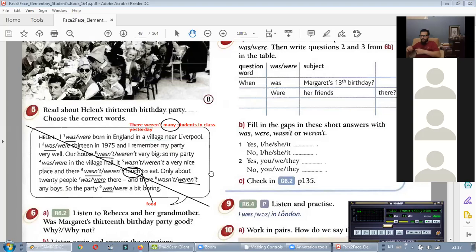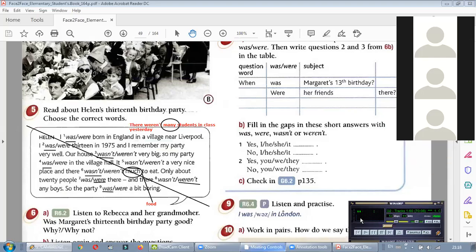Yeah, I'll repeat it again. Okay, so let's answer. Was Margaret's 13th birthday, was it good? Was it a good party? Yes. Yes, it was a good party. Good. Why was it a good party? It was a great party, but why? What's the reason? Why was it a good party?